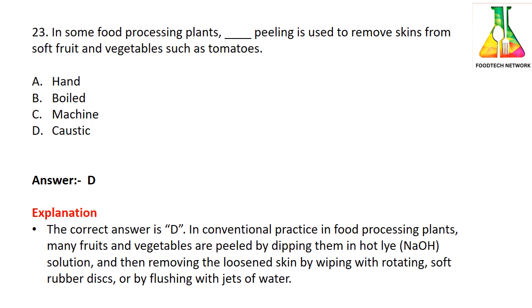In conventional practice in food processing plants, many fruits and vegetables are peeled by dipping them into a hot lye solution and then removing the loosened skin by wiping off with a rotating soft rubber disc or brush and by flushing with jets of water.